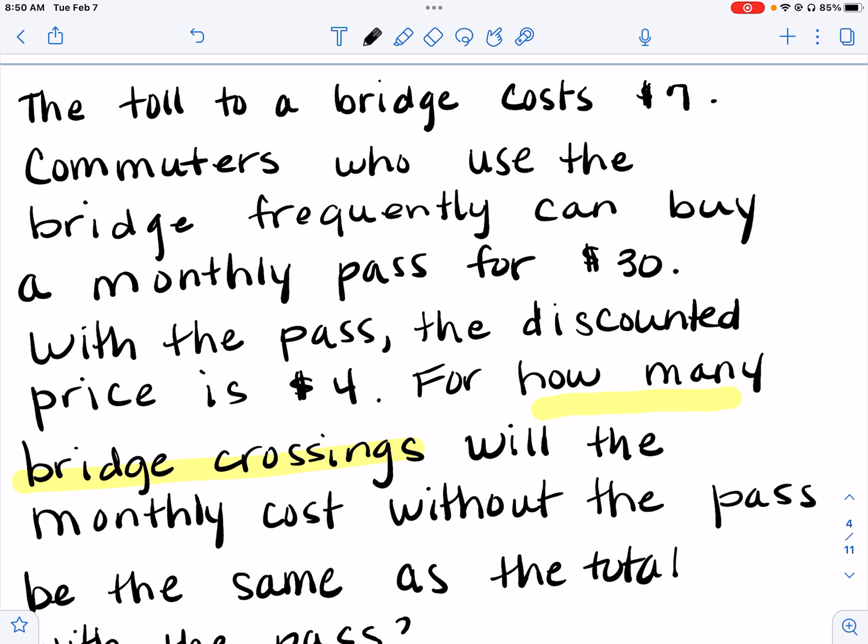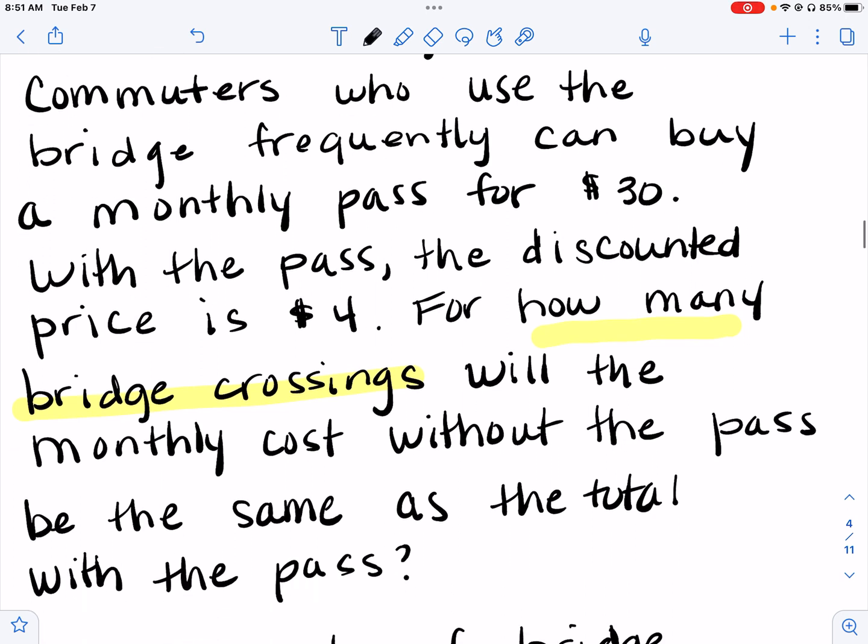The toll to a bridge costs $7. Commuters who use the bridge frequently can buy a monthly pass for $30. With the pass, the discounted price is $4. For how many bridge crossings, okay, that tells us that's what x is, the number of bridge crossings, will the monthly cost without the pass be the same as the total with the pass?